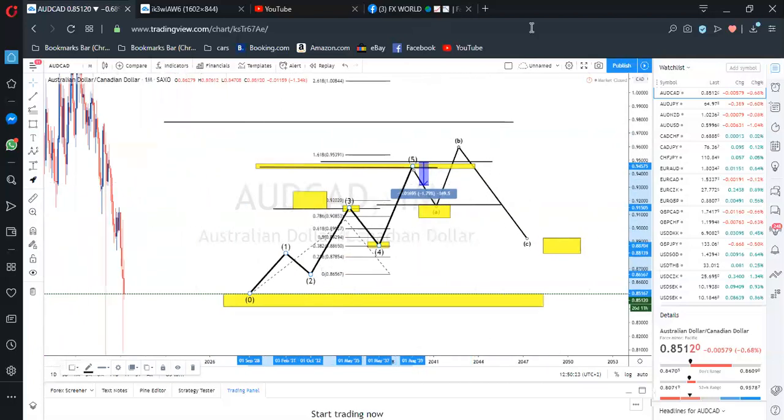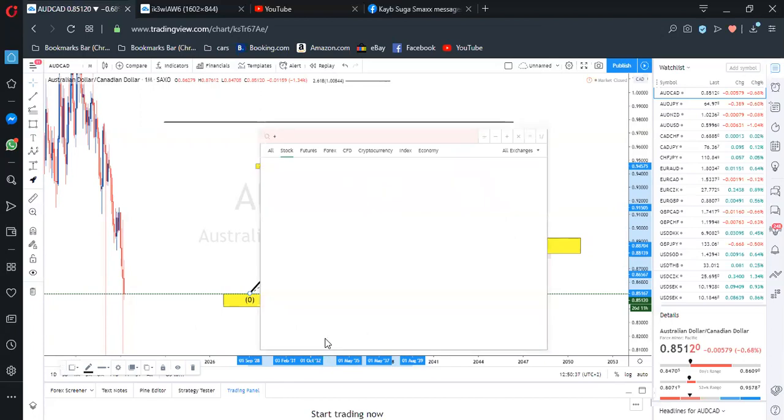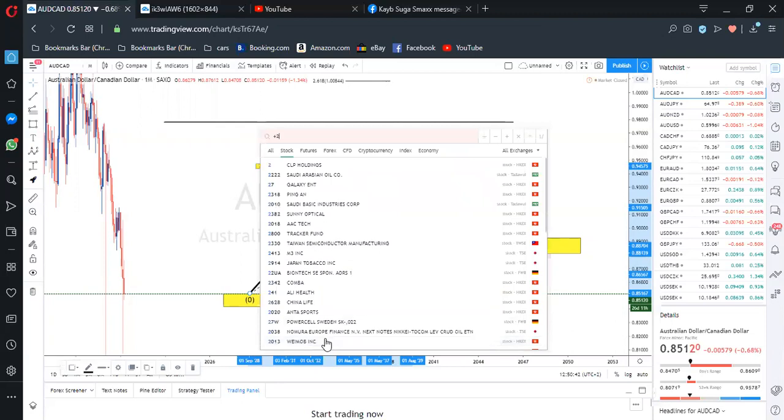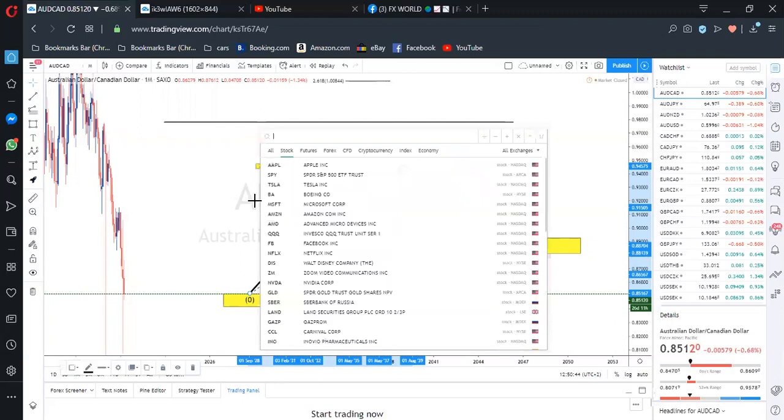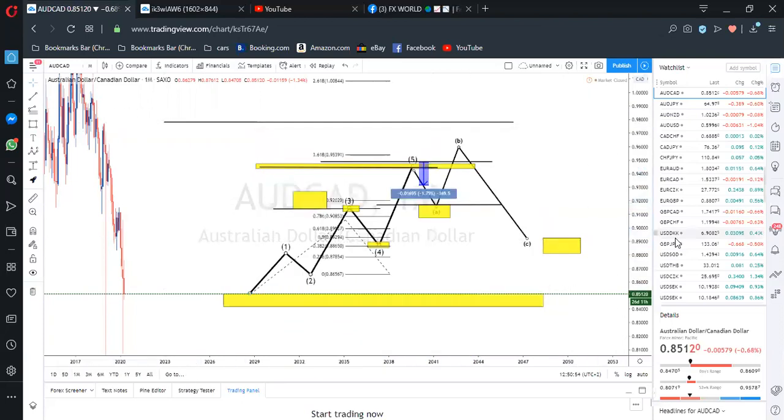What chart would you want us to do right now? I don't know. Sugar Smacks, did you get my number, bro? EU. Let's do EU. Okay. Euro USD, right? Okay. Let's go on Euro USD.